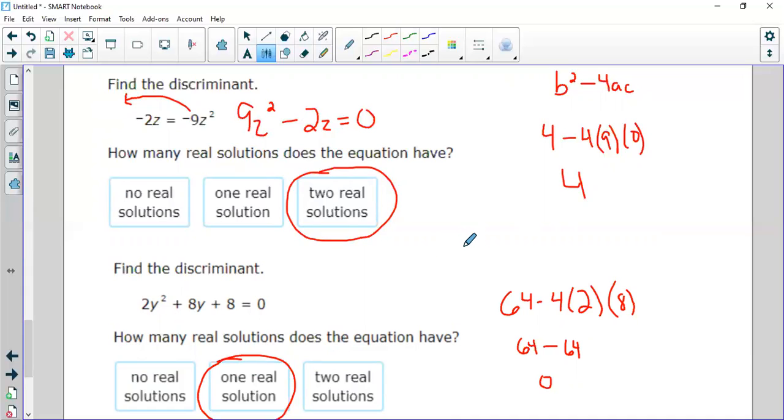All right, we'll work more with the discriminant as we move forward, but right now it's just about being able to determine what the discriminant is, what kind of a number it is. Is it positive? Is it negative? Is it 0? And how many solutions does that give you based on what kind of a number it is?